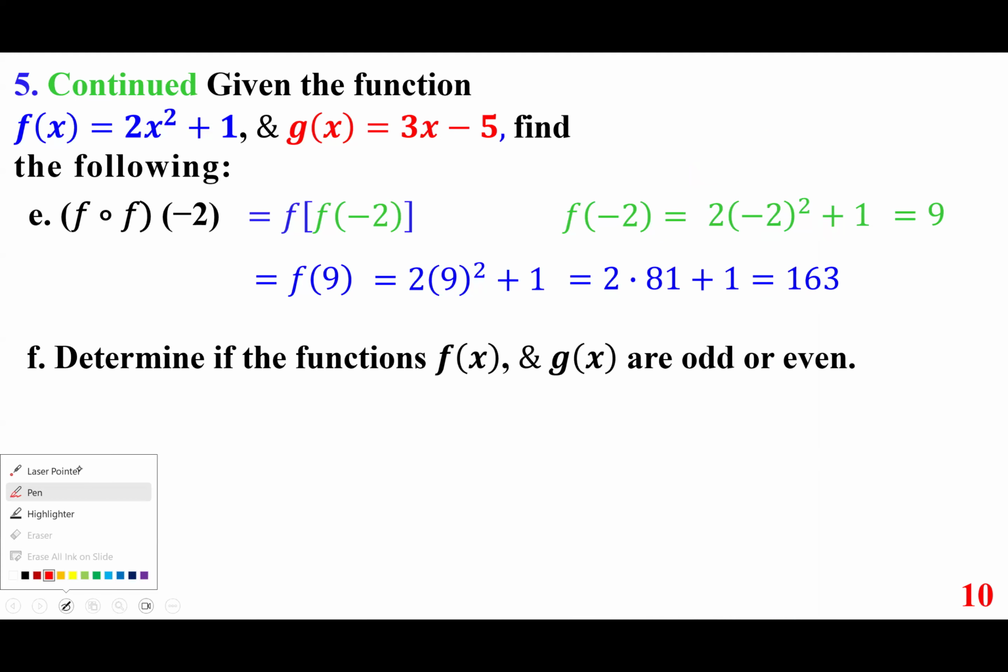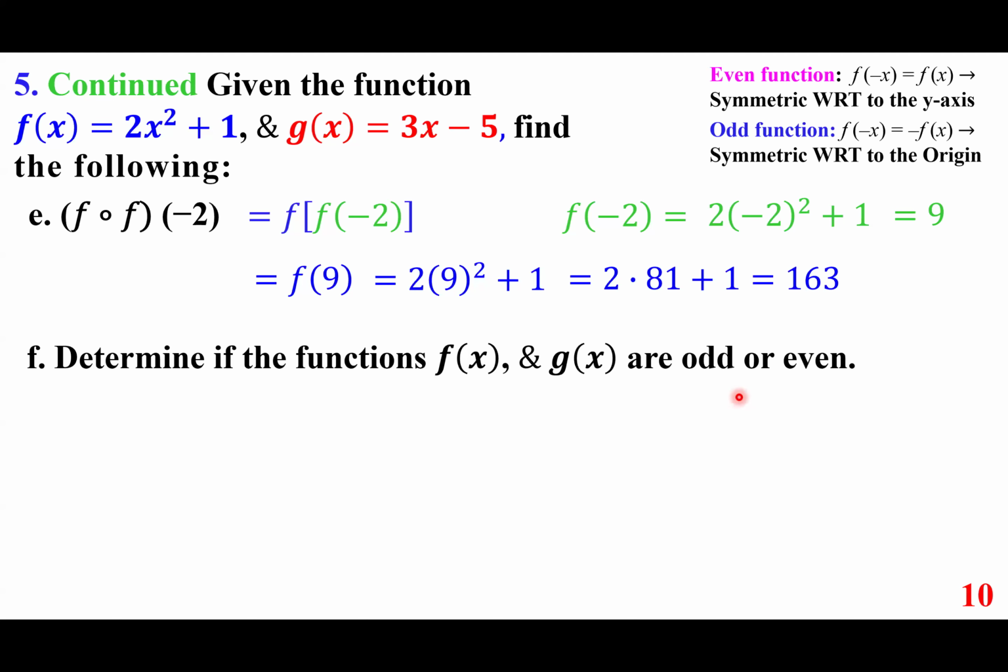Determine if the functions f of x and g of x are odd or even. So what was the definition of odd and even? Even function: f of minus x equals f of x, which makes it symmetric with respect to the y-axis. Odd function: f of minus x is minus f of x, which makes it symmetric with respect to the origin, by the way, with respect to.